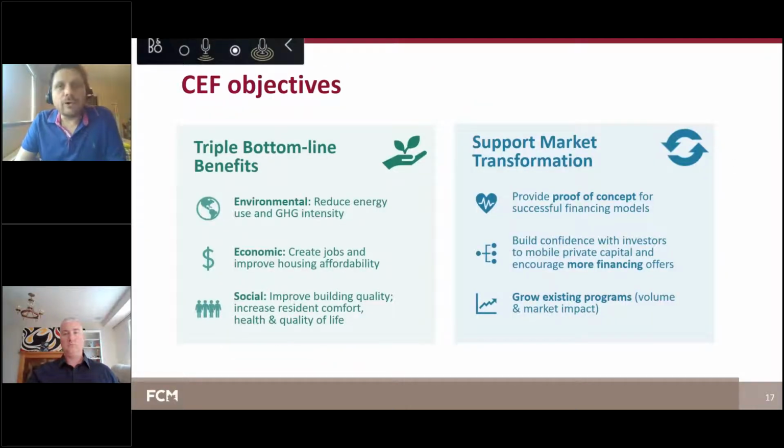So consistent with the overarching goals of the Green Municipal Fund, Community Efficiency Financing, or CEF, prioritizes energy efficiency and renewable energy improvements as drivers for greenhouse gas reductions across Canada. The two primary objectives of the program are to generate triple bottom line benefits, so being able to really generate quantifiable energy savings and greenhouse gas emission reductions, in addition to the environmental, economic, and social benefits that I touched upon earlier. We're also looking to drive market transformation.